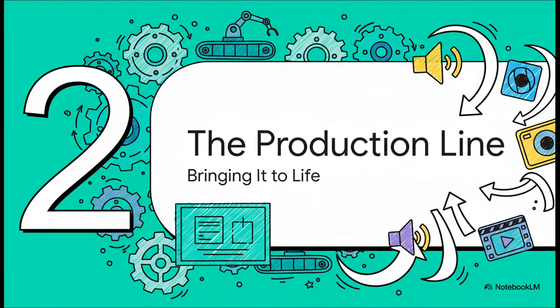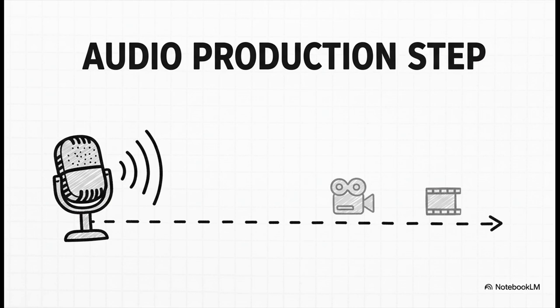Okay, so now that we have our blueprint, it's time to move on to the production line. This is where we take all those awesome outputs from our master prompt and use a handful of free tools to actually generate our audio and our visuals. First up on our production line, audio. A great voiceover is absolutely key to telling a compelling story, so we're going to get that locked in first before we even think about the visuals.